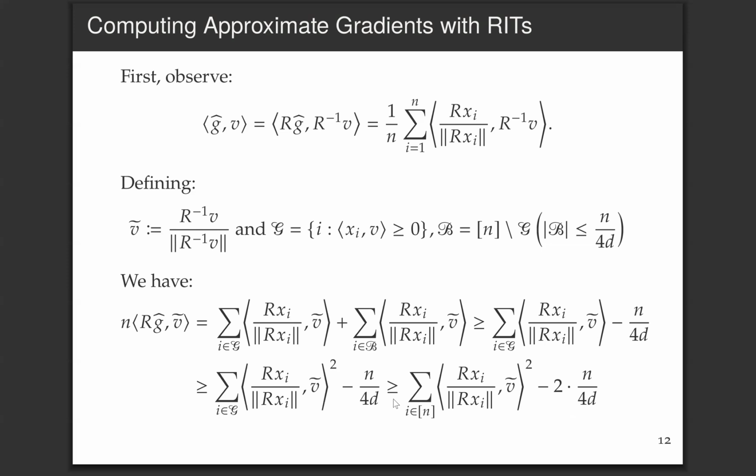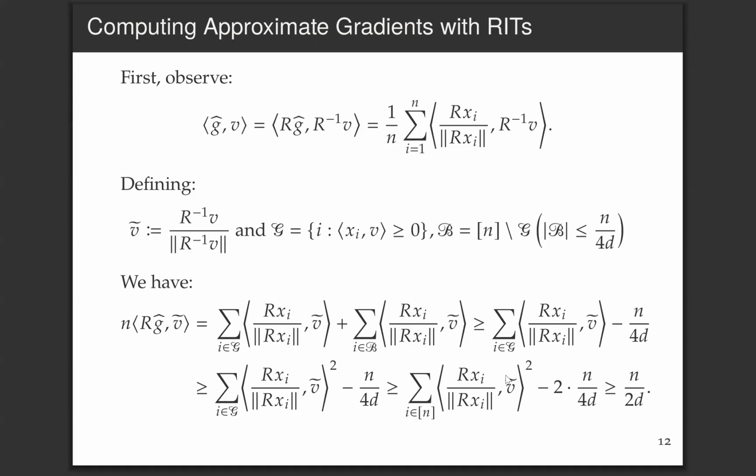And now if we use the fact that r is a radial isotropic transformation, the first term is going to be at least n over d, and the difference of these two terms is at least n over 2d. What this says is that our approximate gradient is positively correlated with any direction of low depth. So by iteratively taking steps along this approximate gradient, we will eventually converge to a good approximation of a center point.